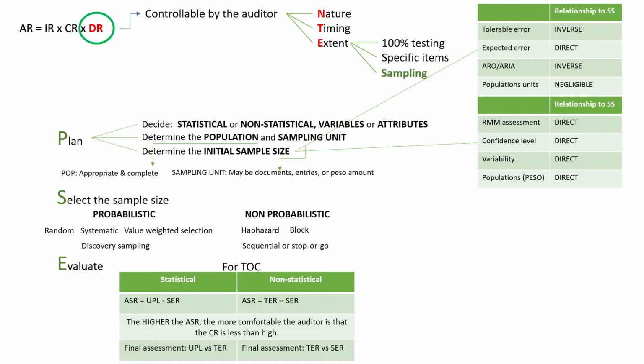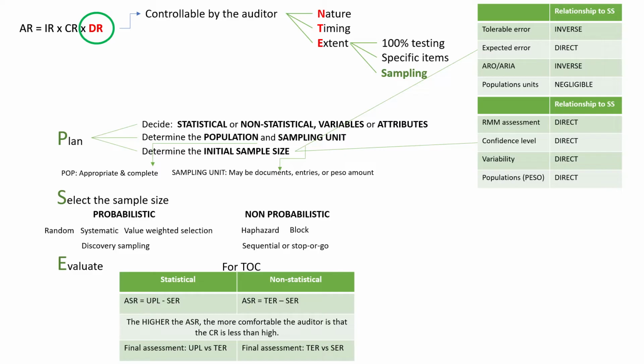But if the auditor uses non-statistical, because in non-statistical, risk is not quantified, right? So the auditor cannot use the statistical tables or the statistical software. So therefore, for non-statistical, the auditor will compute allowance for sampling risk simply as tolerable exception rate versus the sample exception rate. And the tolerable exception rate is something that the auditor sets, right? This is a judgment of the auditor. Okay, we are reminded that the higher the allowance for sampling risk, the more comfortable the auditor is that the control risk is less than high.